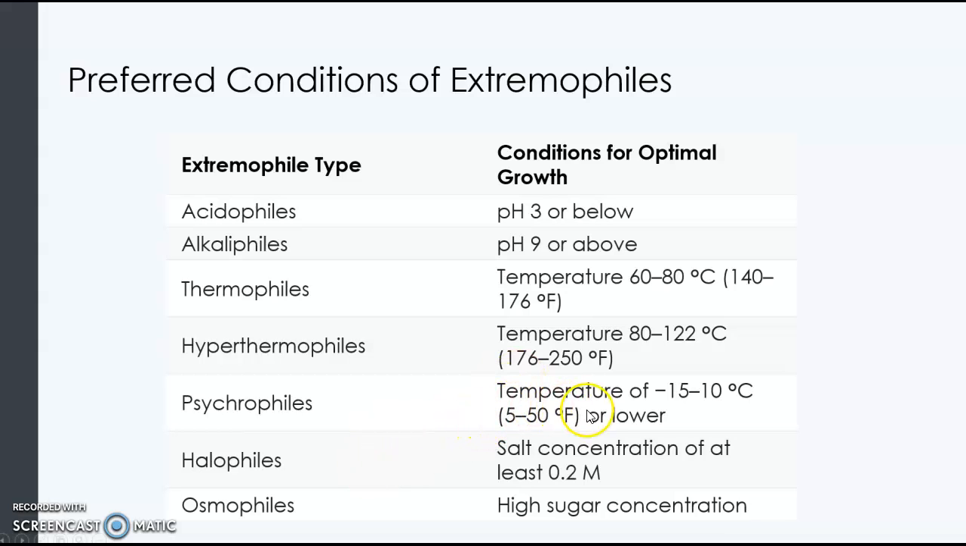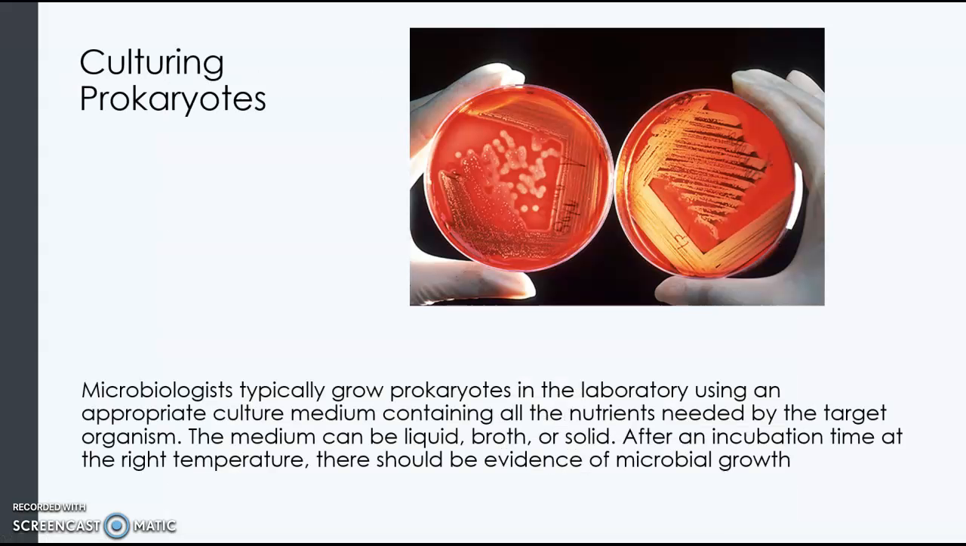And then you have hyperthermophiles, and that means that they grow best in even hotter temperatures than thermophiles. Psychrophiles grow at low, cold temperatures. Halophiles are salt-loving, and osmophiles grow in high sugar concentrations. What you're seeing here is a colony of bacteria growing on this petri dish.